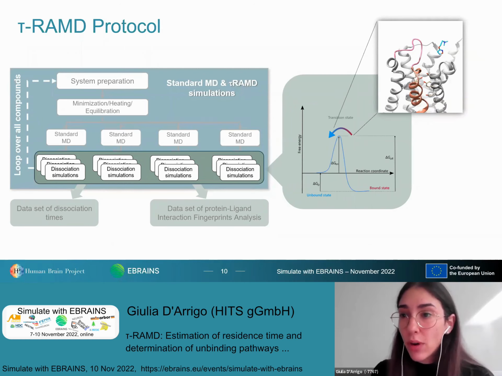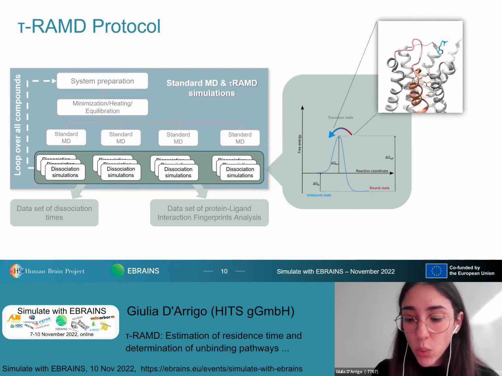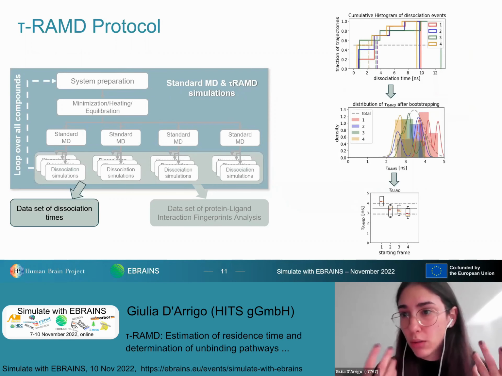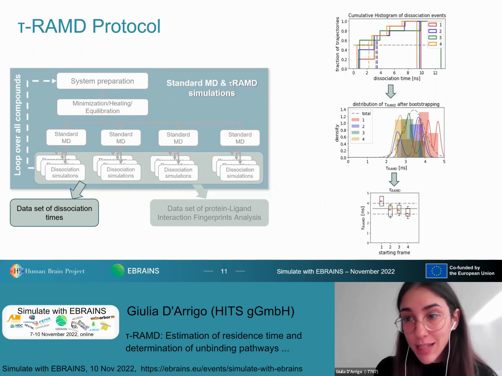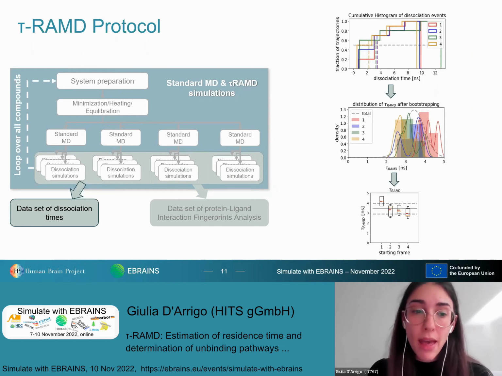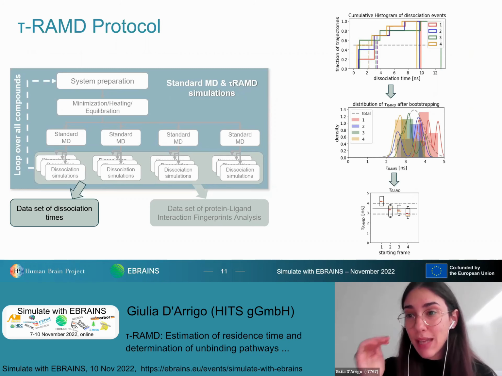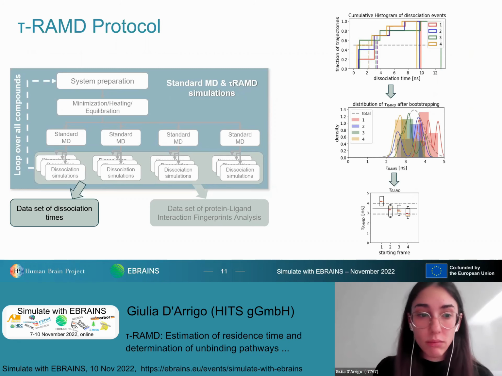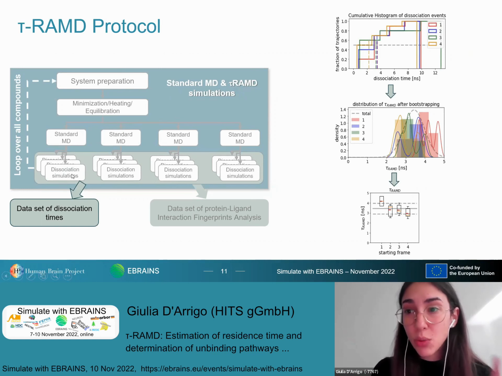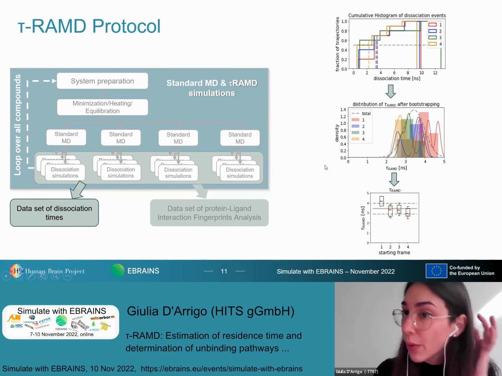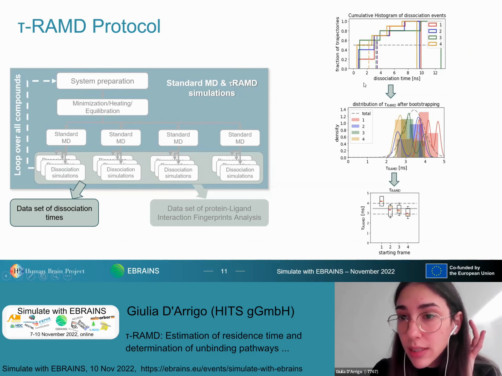So then once we have collected all the RAMD trajectories, we can perform 2 types of analysis. The first one is to compute or estimate the relative residence time. And the way we do it is that we look at the time it takes for half of the RAMD trajectories to be dissociated.